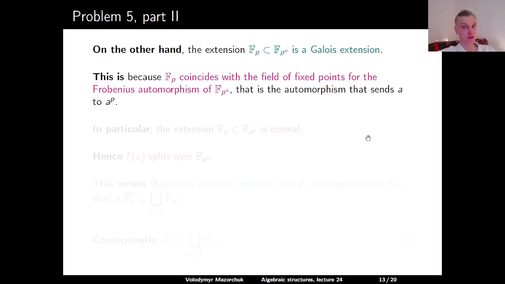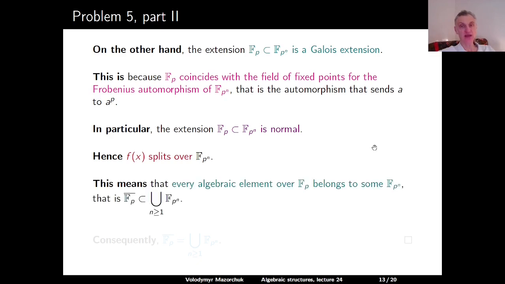But the fact that this is a Galois extension implies that this extension is normal, and so if our f(x) has a root in F_{p^n}, it splits over that field. And this means that every algebraic element over F_p belongs to some F_{p^n}, so the left-hand side of our formula is a subset of the right-hand side. So we have proved inclusions in both directions, and so the left-hand side is really equal to the right-hand side.